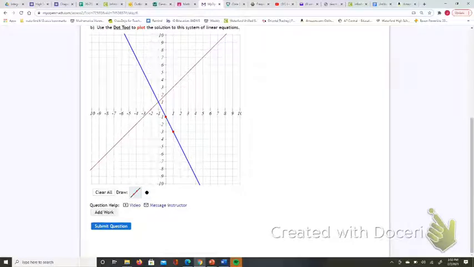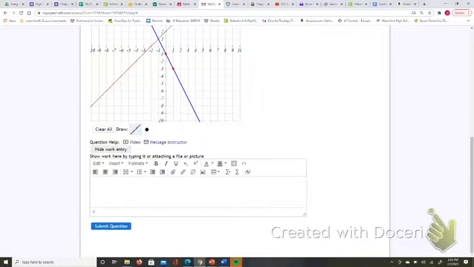So now I'd like you to click into the add work, and I want you to type y equals mx plus b. Y equals, what was it again? -2x minus 1. Negative 2x minus 1, y-intercept equals negative 1, slope equals negative 2 over 1.